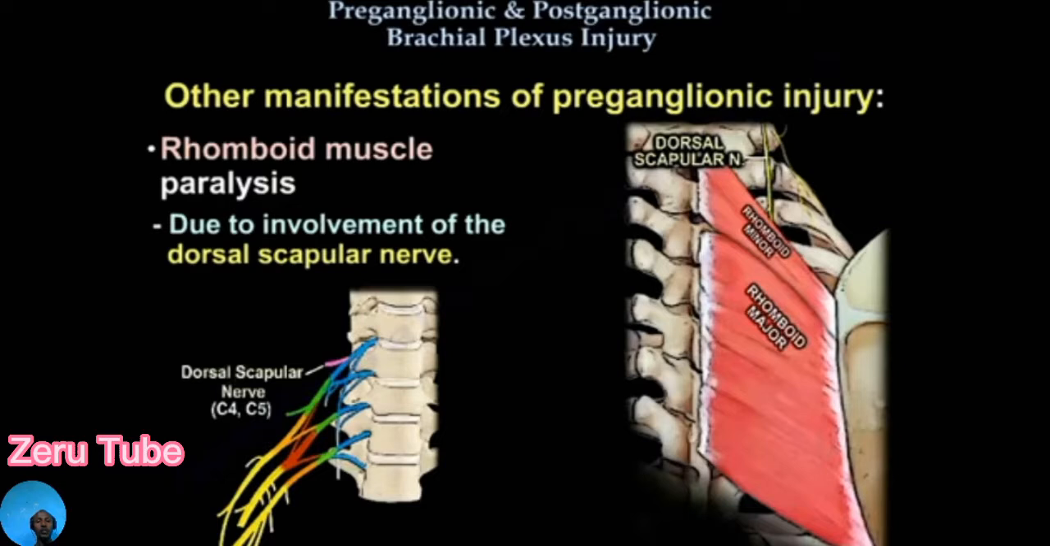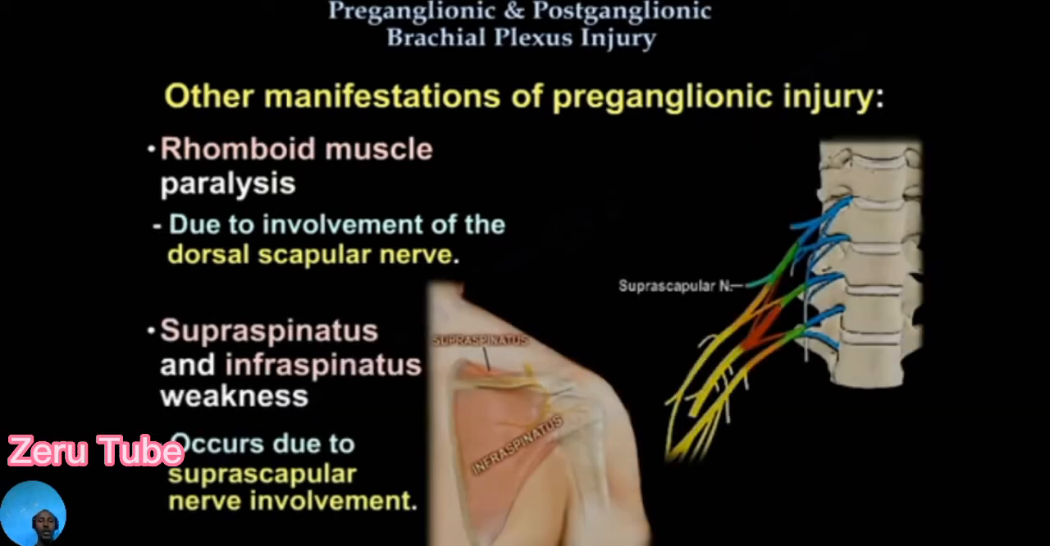This dorsal scapular nerve is originated from the root of C5. Dorsal scapular nerve ከC4 እና ከC5 የሚነሳ ነርቭ ነው። ይህ ነርቭ if there is an injury on the C5 root or at the preganglionic injury, patient can have the paralysis of rhomboid muscles like rhomboid minor and rhomboid major. እነዚህ መስሎች አጠቃላይ ተጎጂ ይሆናሉ ማለት ነው። Because this nerve is originated at the root of C5 ወይም ደግሞ ከፕሪጋንግሊዮኒክ ነርቭ. So rhomboid minor and rhomboid major are paralyzed due to dorsal scapular nerve injury.